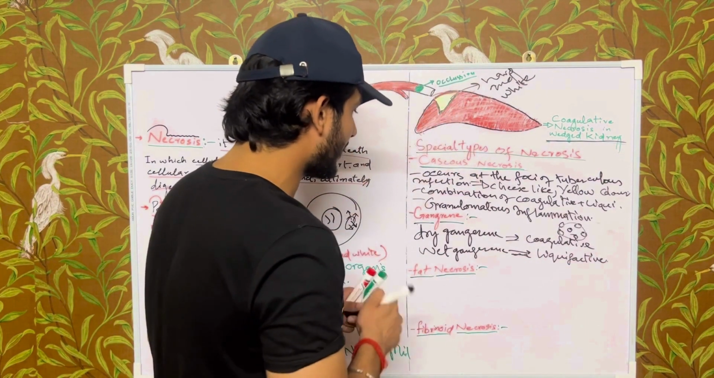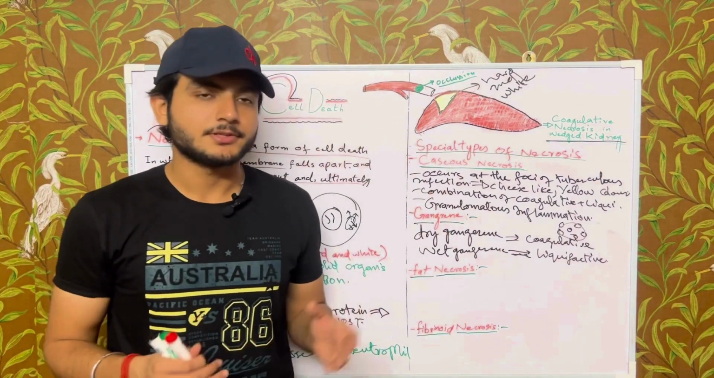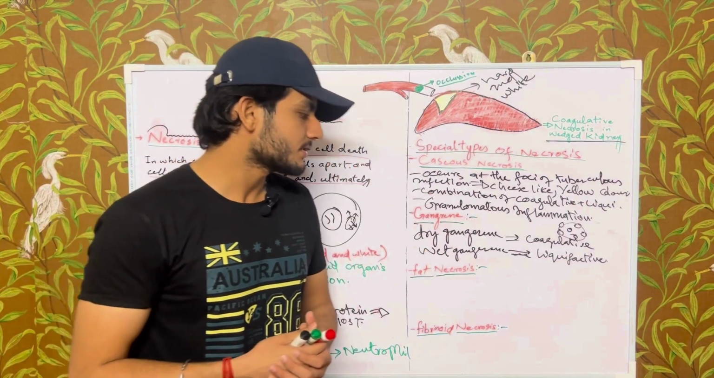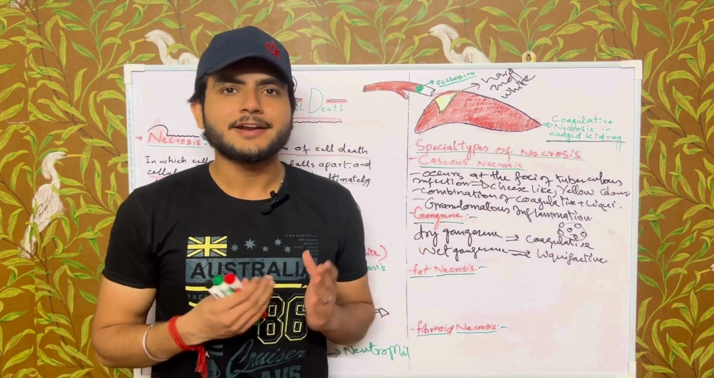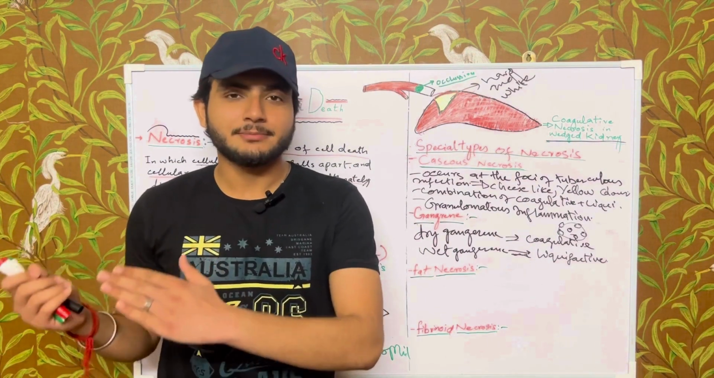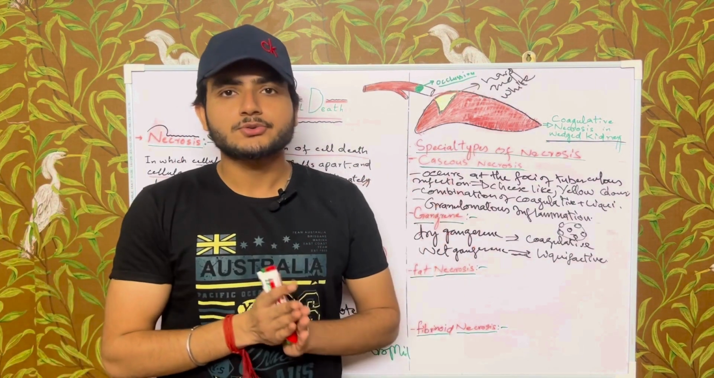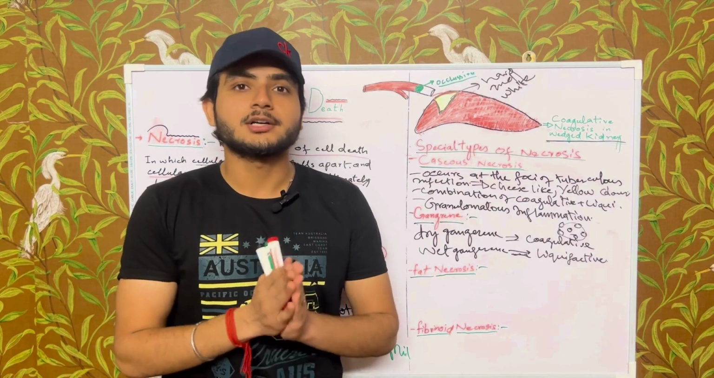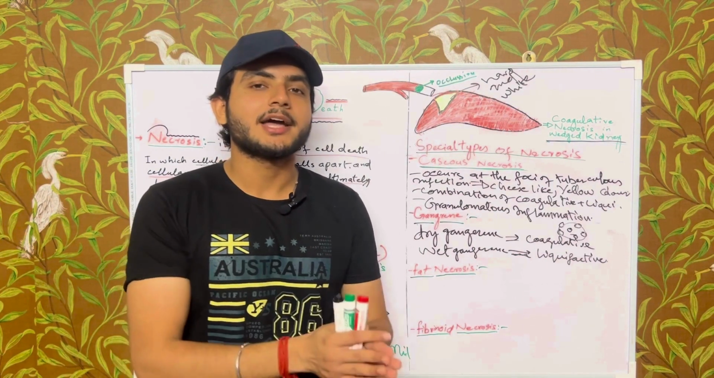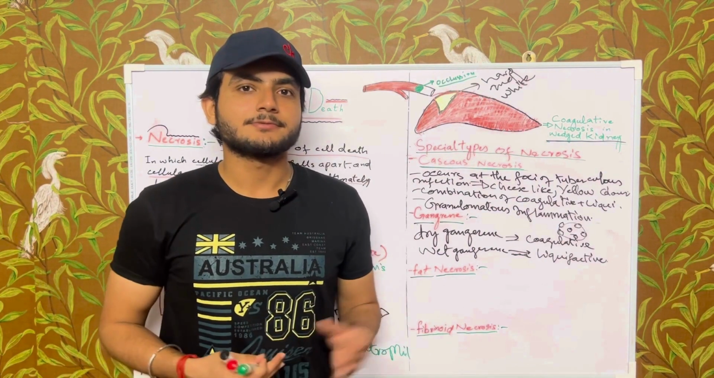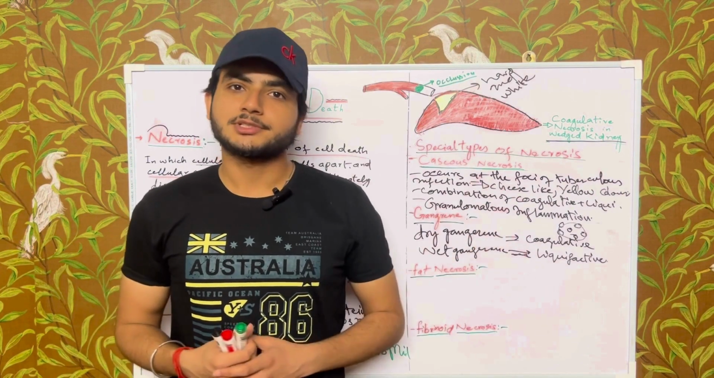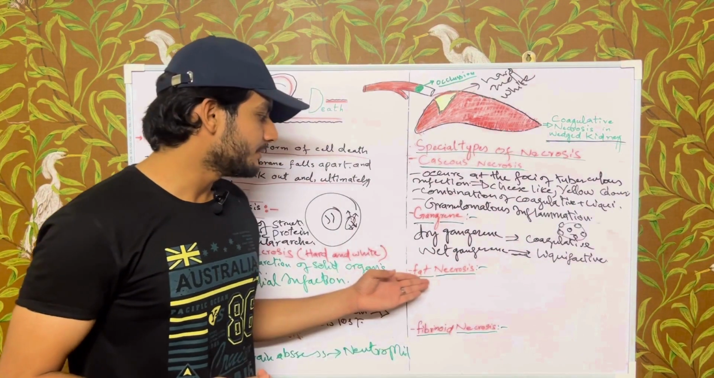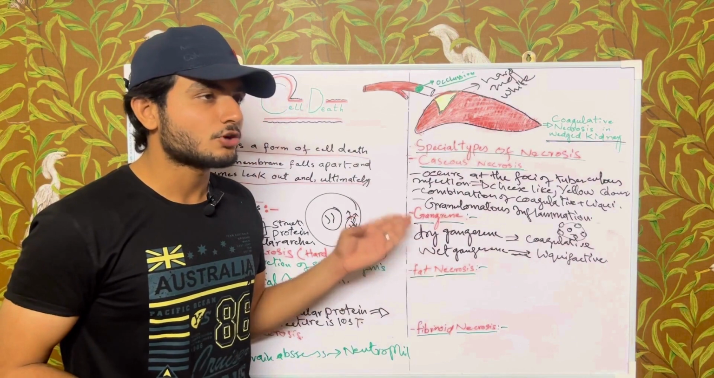Okay, so now let's talk about fat necrosis, the third special form of necrosis. Fat necrosis is of two types. It could be enzymatic as well as traumatic. Traumatic fat necrosis mostly occurs in breast or thigh injury. You can clearly visualize it in the bruises. Due to the bruises, there will be the formation of fat necrosis, which is traumatic in nature.